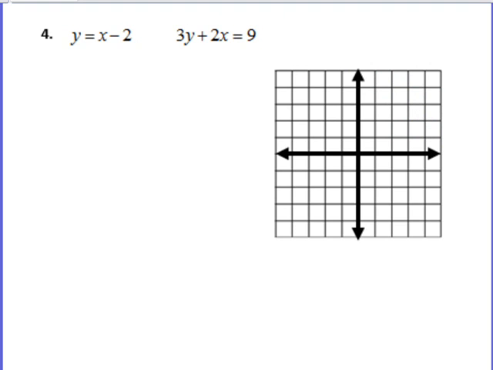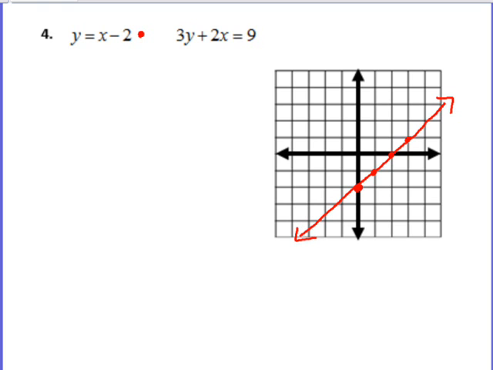Alright, here we have example 4. So again, I'm going to graph both of these lines. If I start with this one, y equals x minus 2, I have a y-intercept of negative 2 and a slope of 1. So up 1 over 1, up 1 over 1, up 1 over 1. Alright, there is my first equation.